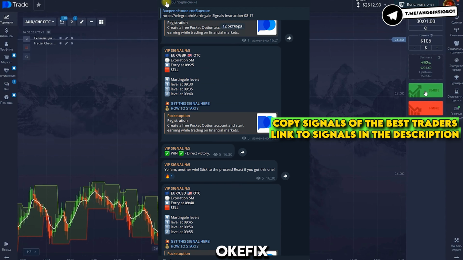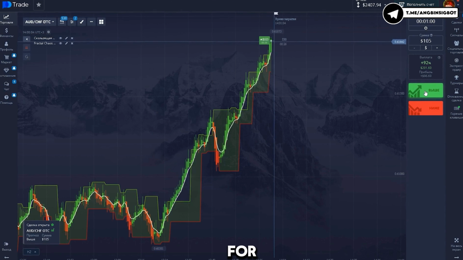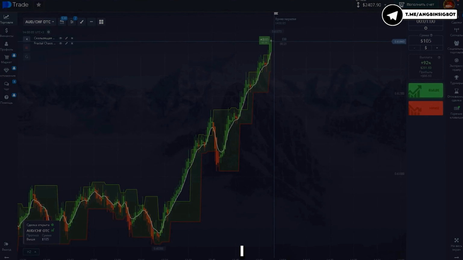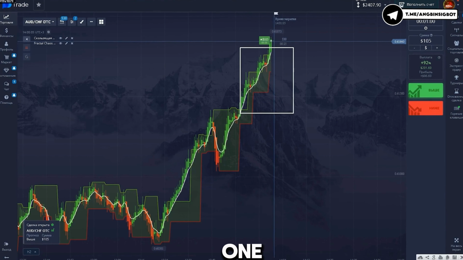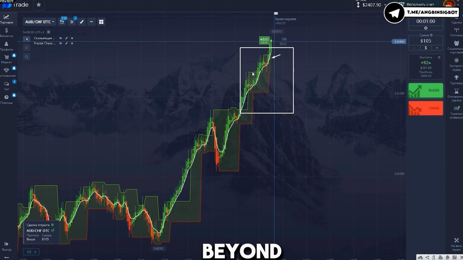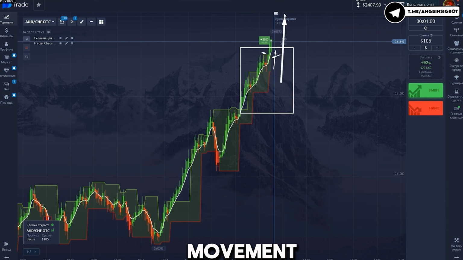Currency pair OKFX. We open a trade for an increase for 1 minute. And again, I will explain to you why we opened a position for an increase here. Our situation here is the opposite of the previous one. Here, the moving average is forming from bottom to top. Also, our price has moved beyond our area of the fractal bands. Therefore, we confidently open our trade for an upward movement.